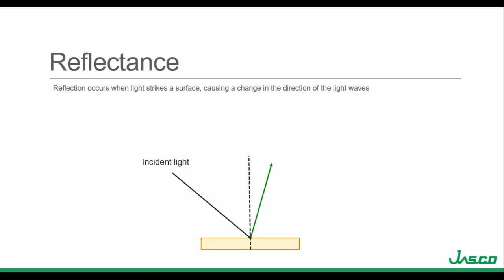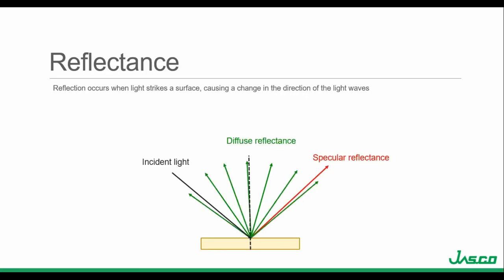Reflection occurs when light strikes the material surface and causes a change in the direction of the light wave. There are two types of reflectance, specular and diffuse, where the sum of the two components is the total reflectance. Specular reflectance is light reflected at the same angle as the incident beam, and diffuse reflectance is light reflected off in many different directions.